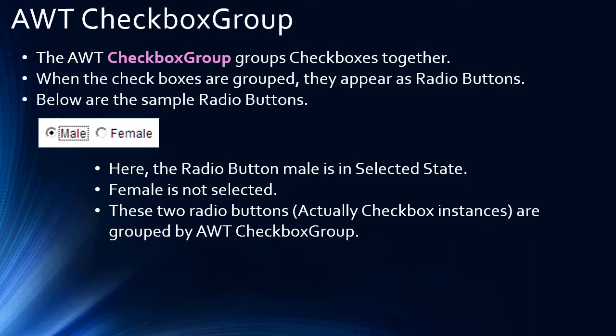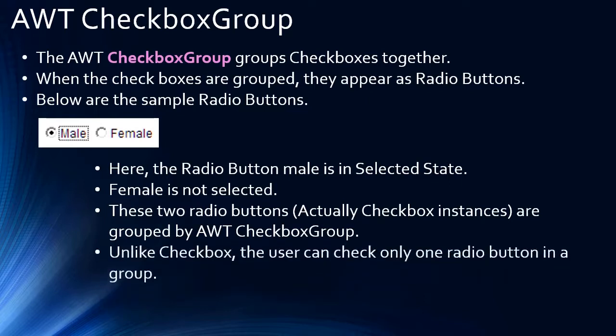These two radio buttons are actually checkbox instances, but they are grouped using the AWT checkbox group. Once the checkboxes are grouped under a checkbox group, the appearance of a checkbox changes to a radio button. In the above screenshot you can see how a radio button looks like. Unlike checkboxes, the user can check only one radio button in a group.